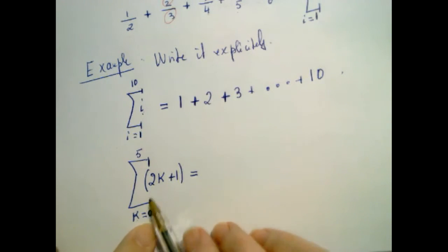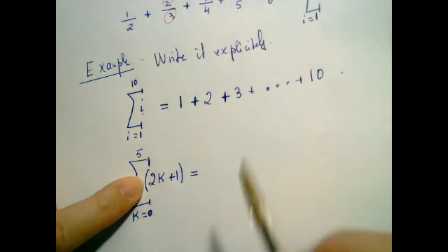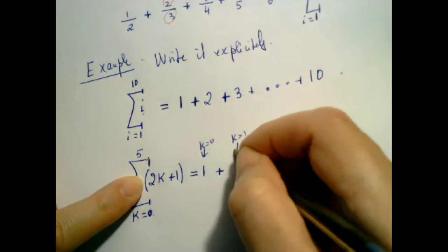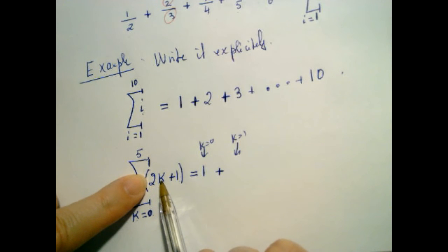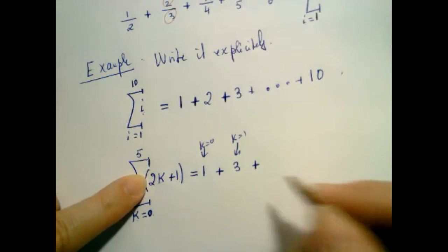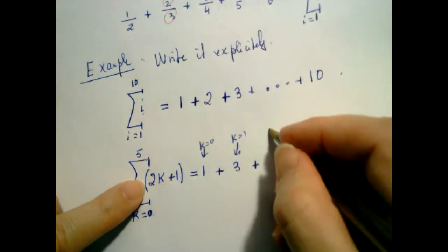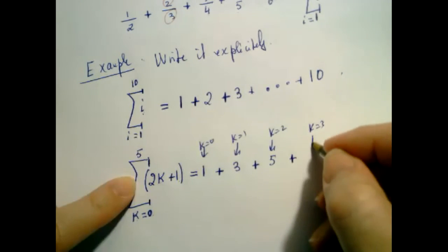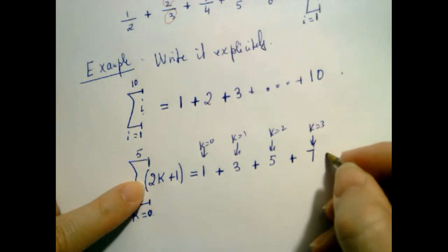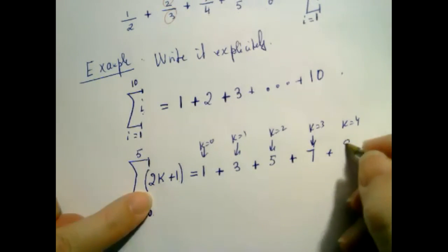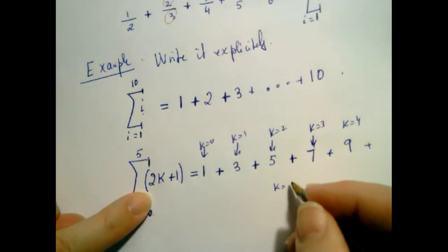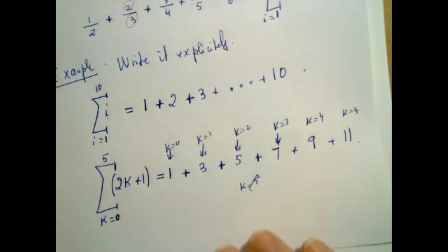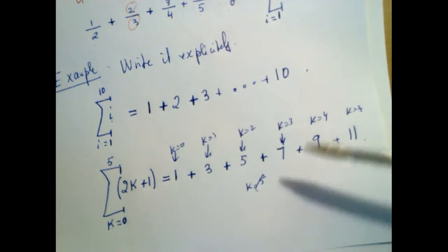Let me read it. If k is 0, I plug in 0 in here, I get 1, plus, that's k equal to 0. Plus, if k is 1, I plug it here, 2 times 1 plus 1, that's 3. Plus, if k is 2, I plug in 2 in here, I get 5. Plus, if k is 3, I get 7. If k is 4, I get 9. And finally, if k is 5, I get 2 times 5 plus 1, I get 11. So that's how the sigma notation is read. That's how we read it, and that's how we go backward.